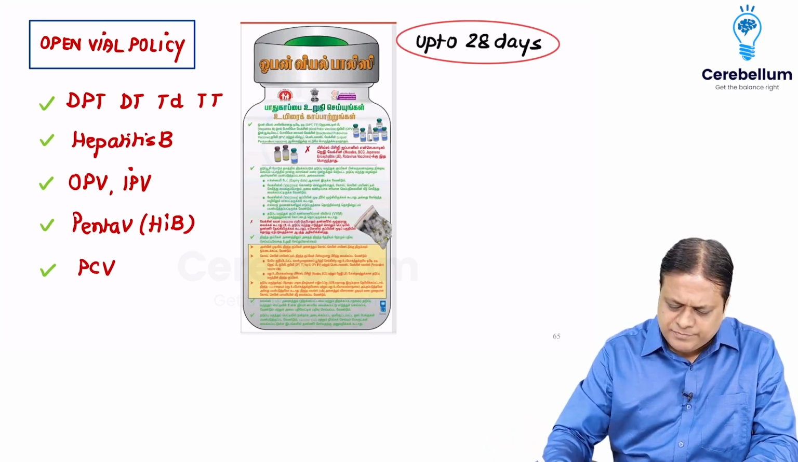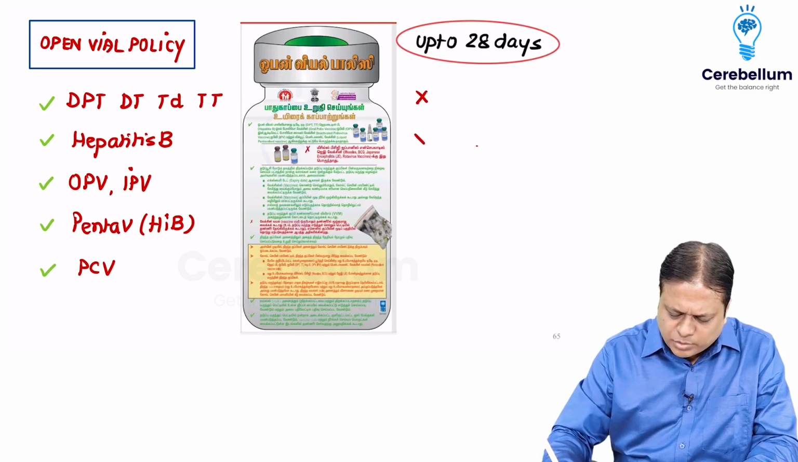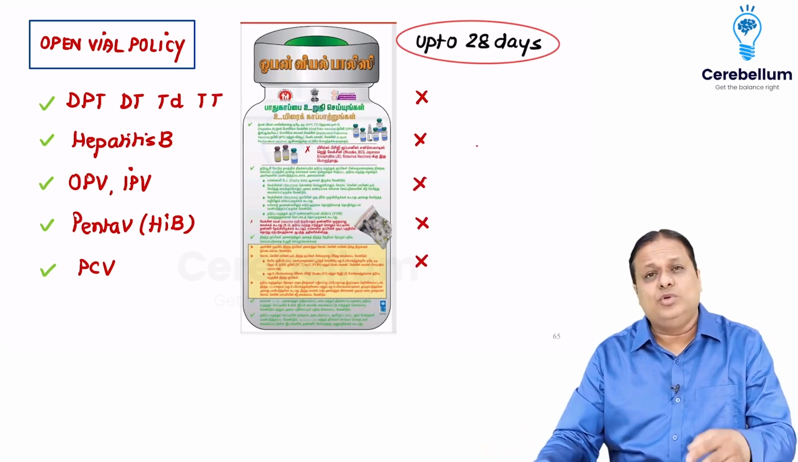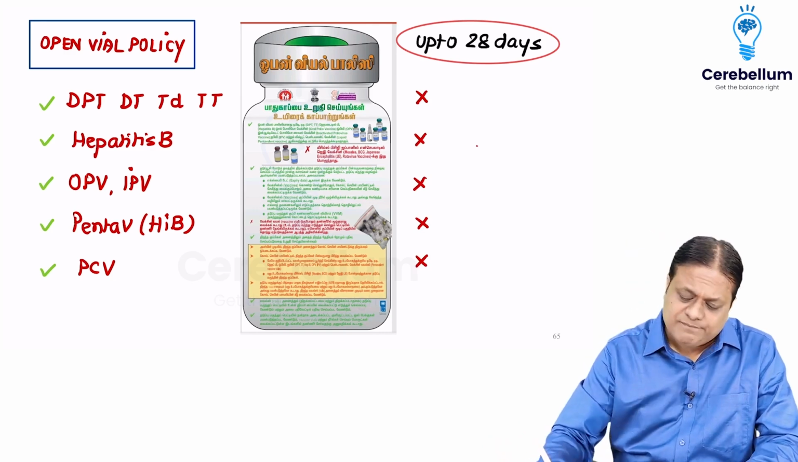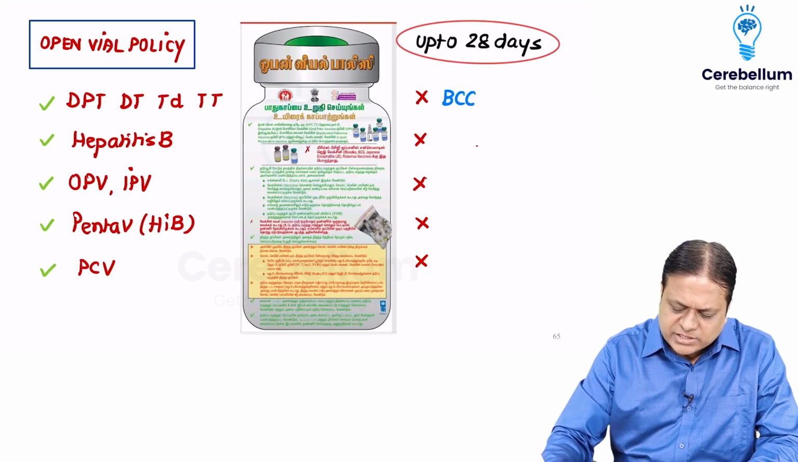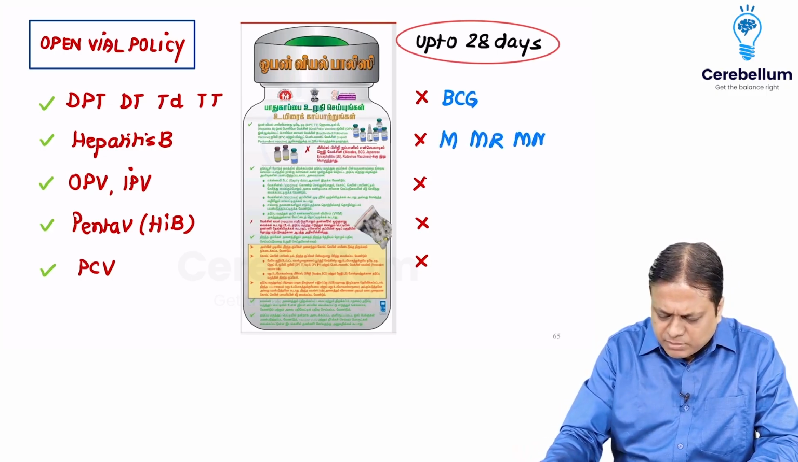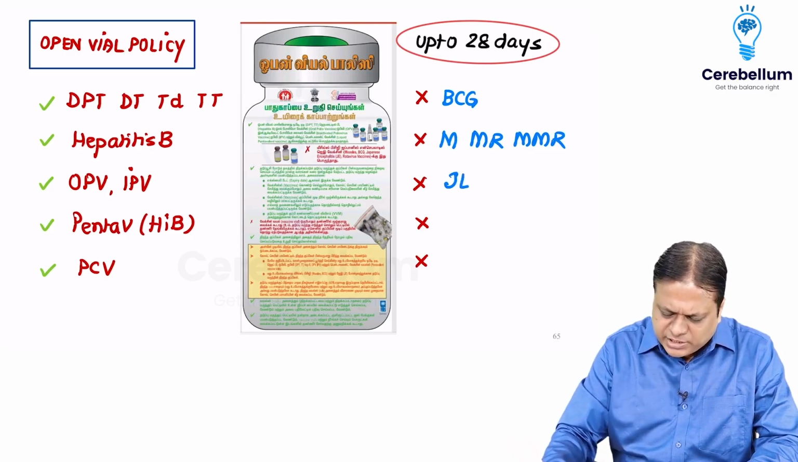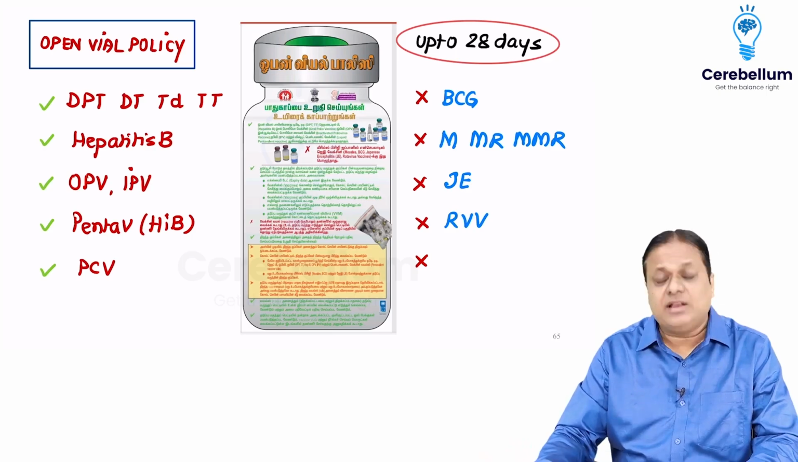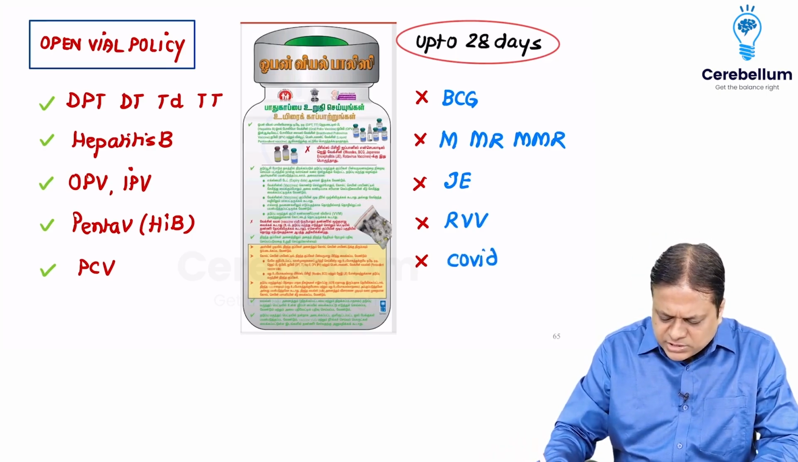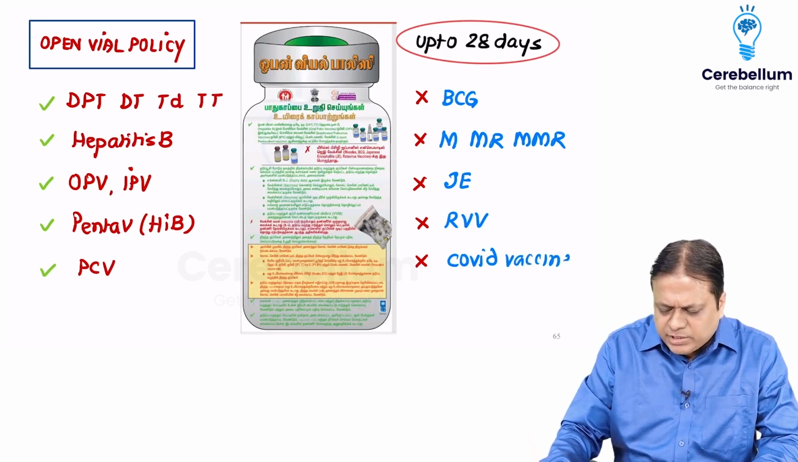Please remember, this open vial policy concept is not applicable where, if doses are remaining, you have to discard those vials. These include lyophilized vaccines like BCG, measles, MR, MMR, Japanese encephalitis and rotaviral vaccine. For COVID vaccines, open vial policy is not applicable.